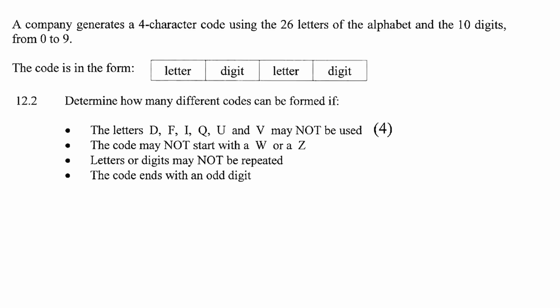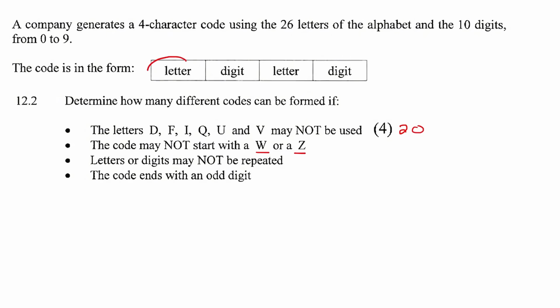Determine how many different codes can be formed if these letters may not be used. Okay, the code may not start with a W or a Z, letters or digits may not be repeated, and the code must end with an odd digit. Okay, so we definitely can't use 1, 2, 3, 4, 5, 6 letters. So that means we only have 20 letters that can be used because these 6 are not allowed to be used, and the code is not allowed to start with a W or a Z.